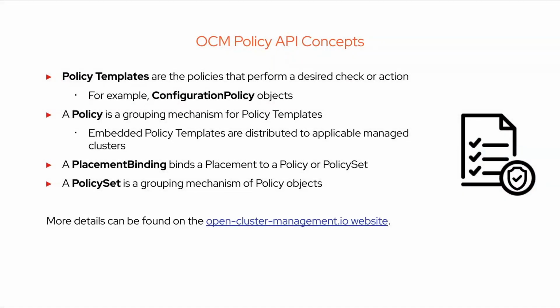So before diving into the demo and showing you some YAML, I just want to go over a few concepts within the OCM Policy API. The first layer that I would start with is policy templates. This is separate from the templating I talked about in the previous slide, where it allows you to specify dynamic values. These are the actual desired checks or actions that you want to take.